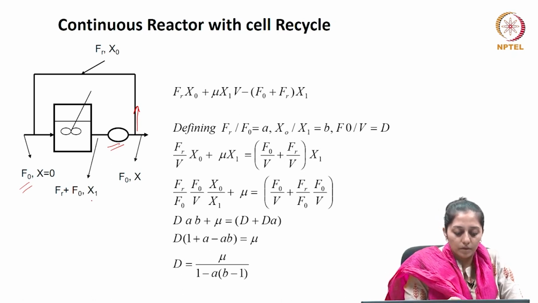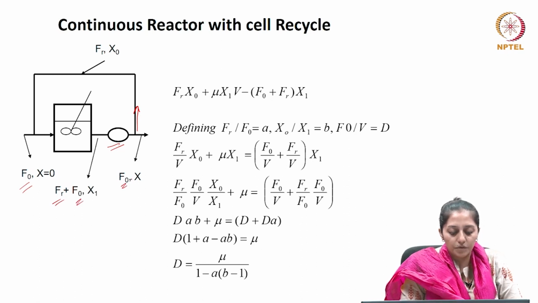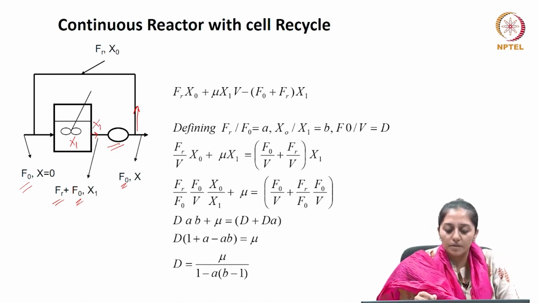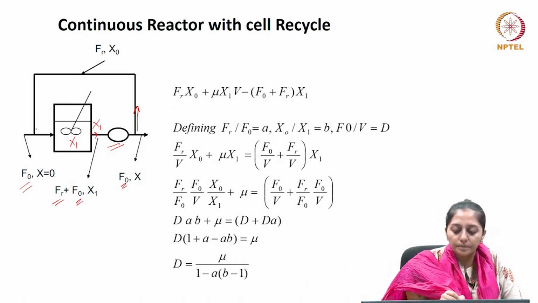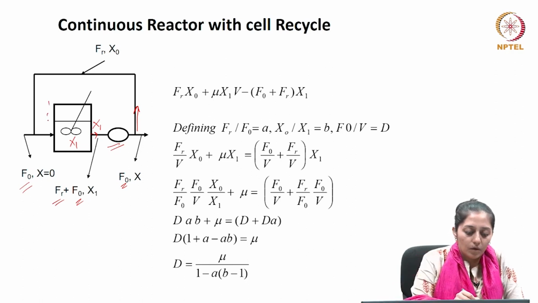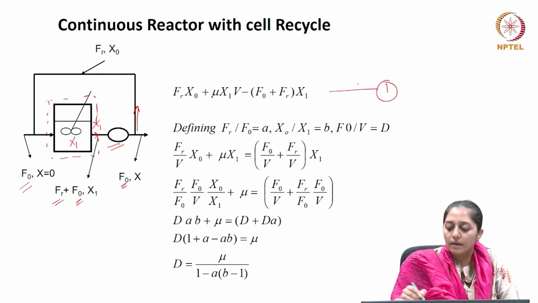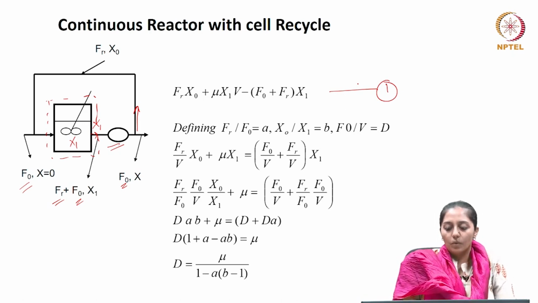So, please note the notations for the biomass, the volumetric flow rates of each of the streams, and x1 is the biomass concentration inside the reactor which is running at steady state. Therefore, the outlet is also x1 from this steady state continuous reactor. So, if you do a mass balance across the reactor, then you will end up in equation 1.